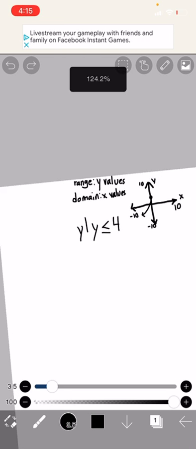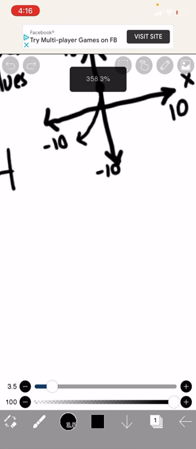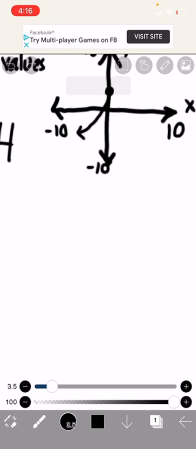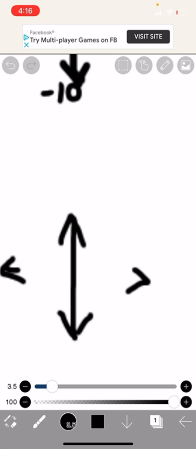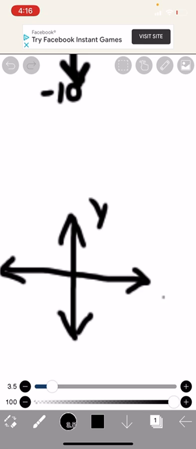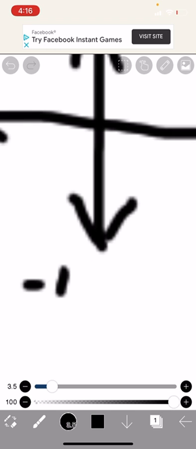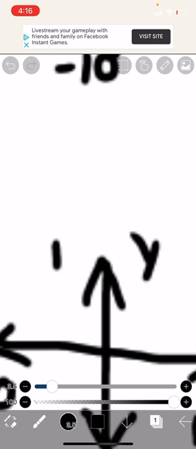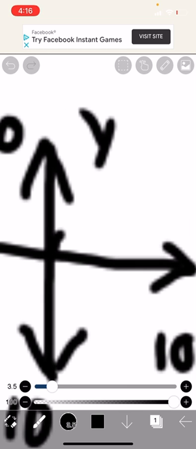So that's 4 out of 5 things I wanted to teach. And here's domain. This is going to be the last thing I want to teach. So let's go ahead and graph another function. Okay, let's graph something like this.